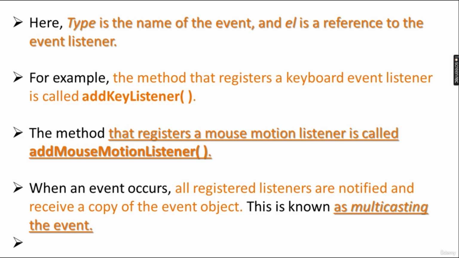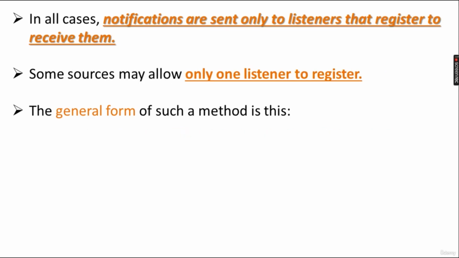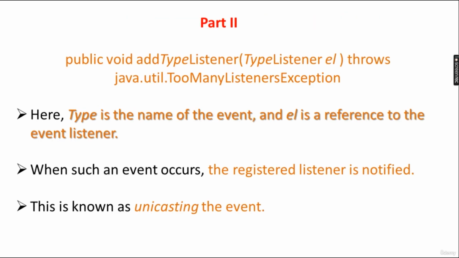Whenever an event occurs, all the registered listeners will be notified and receive a copy of that particular object. It is known as multicasting the event. Some sources allow only one listener to register at a time. The general form is: public void addTypeListener(TypeListener el) throws java.util.TooManyListenersException. So only one listener will be registered in this case.